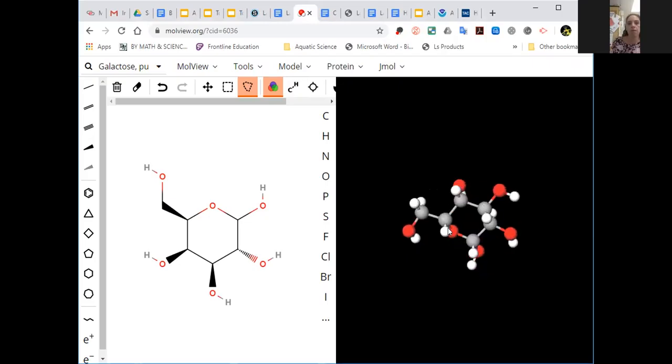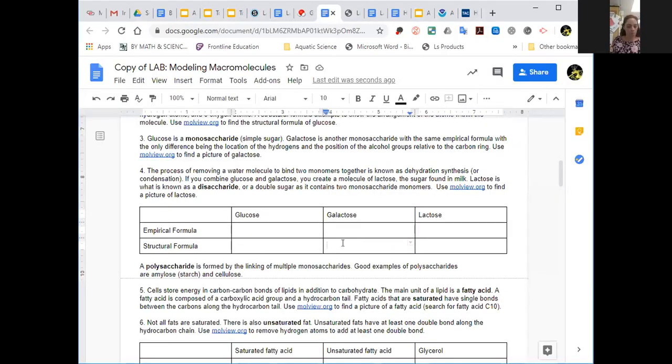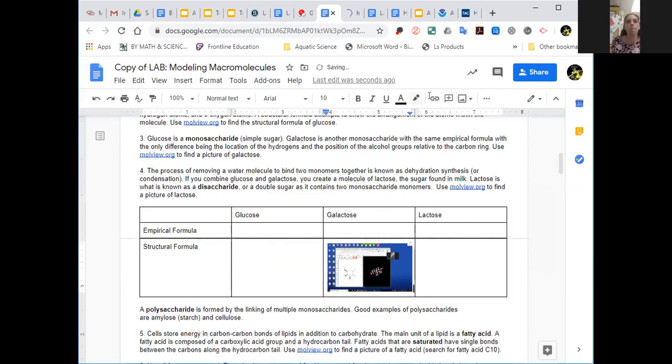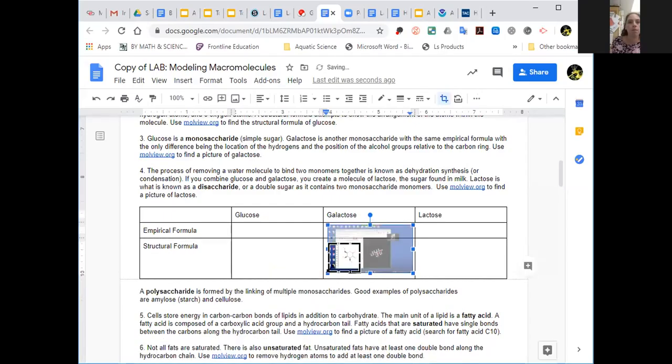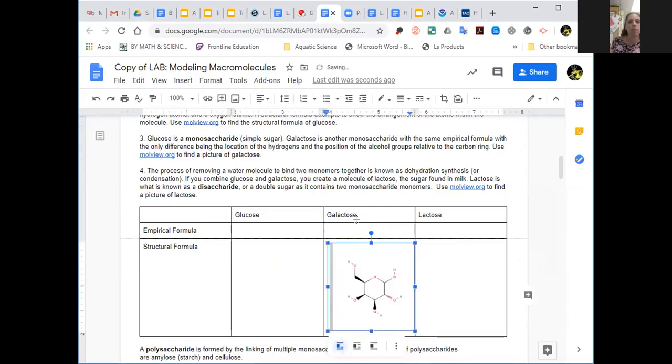Our carbons are the gray balls. The hydrogens are white and oxygen is red. So I want to take my picture. Come over here and I want to crop all that out. There we go. So I can just see this.